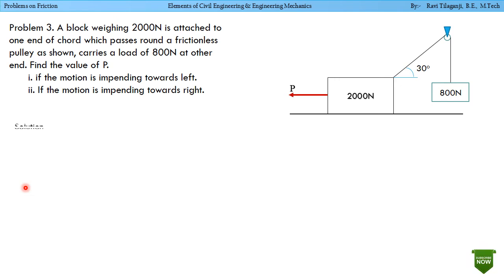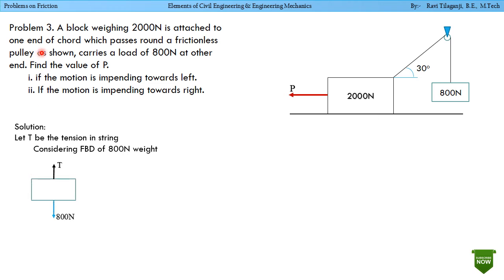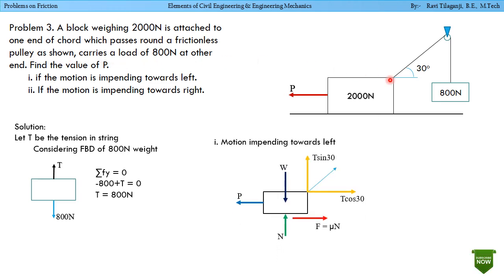Let's move to problem number 3. A block weighing 2000 Newton is attached to one end of a cord which passes around a frictionless pulley as shown. It carries a load of 800 Newton at the other end. Find the value of P if the motion is impending towards left, and if the motion is impending towards right. So here is the figure shown in the question. This is the cord which is coming around the frictionless pulley, which is having a weight of 800 Newton, and the angle of this with respect to the 2000 Newton block is 30 degrees.